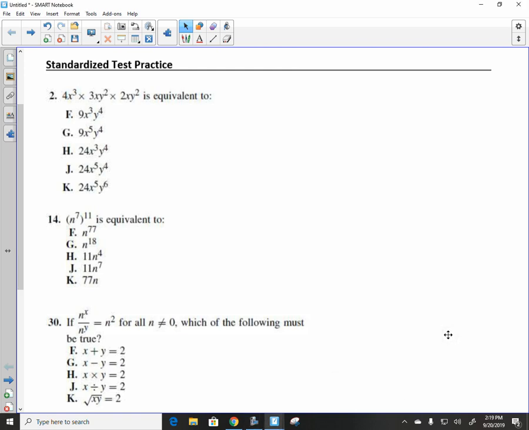And here we go. All right, the first one, multiply these together. 2 times 3 is 6 times 4 is 24. And we have x to the third, x, and x is to make x to the fifth. And then we have y squared, and y squared is y to the fourth. So you're going to get letter J.